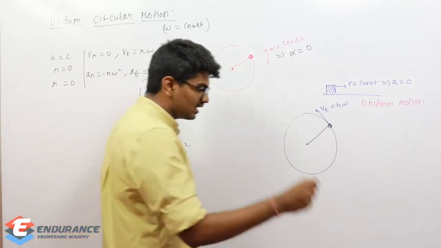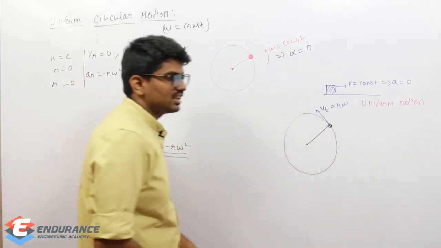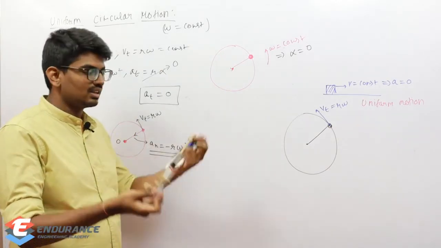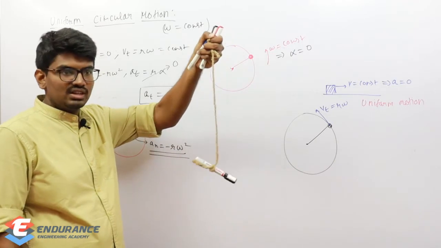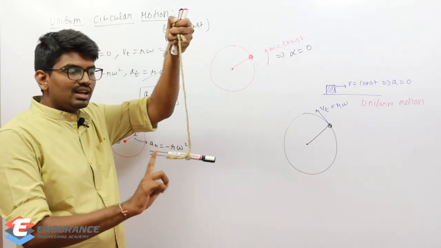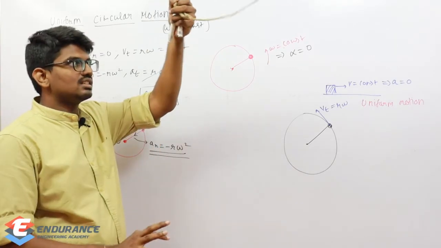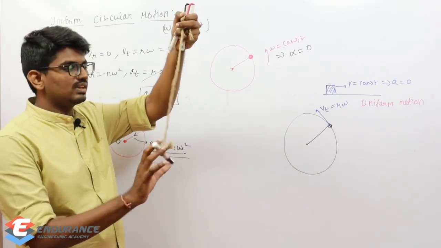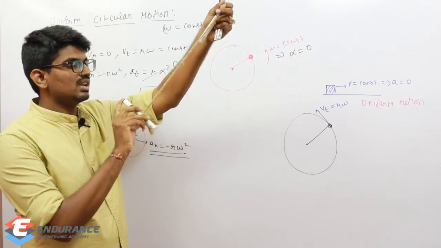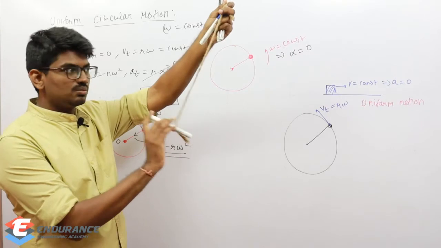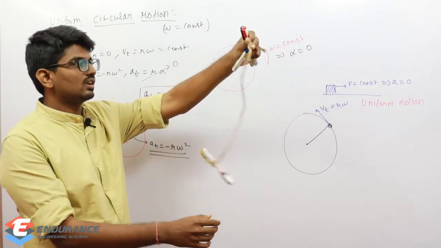But we will do one small change. I'm just connecting that marker to a thread, and I'm holding it here. Now apply tangential velocity. What is happening? If I give some more velocity, then you will be able to see that. You could see, right, approximately.